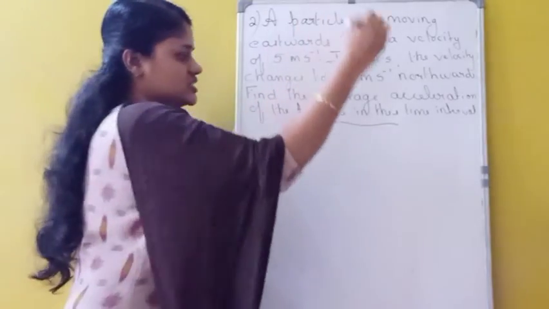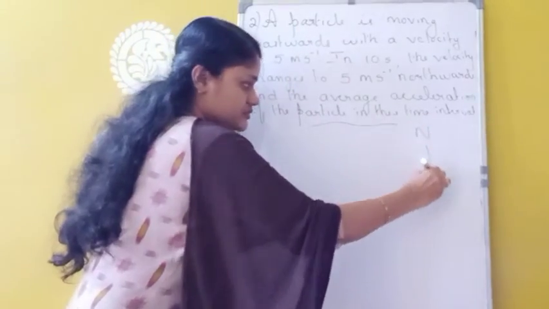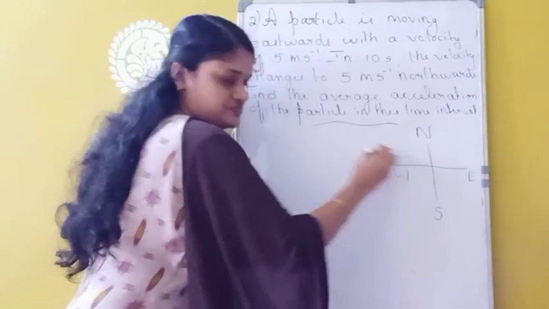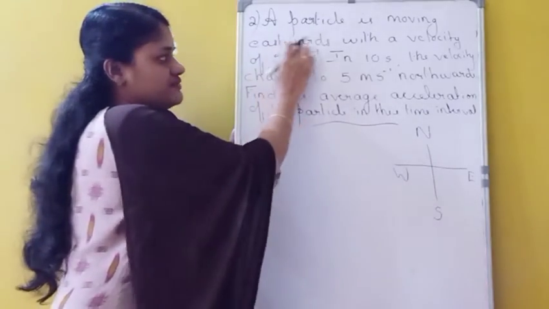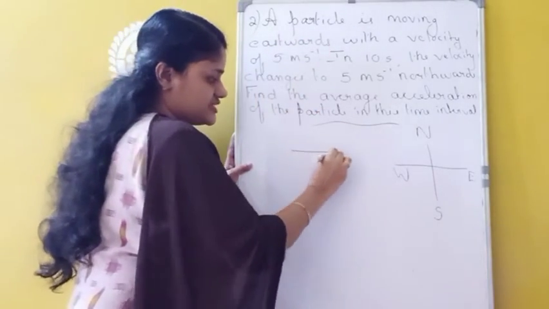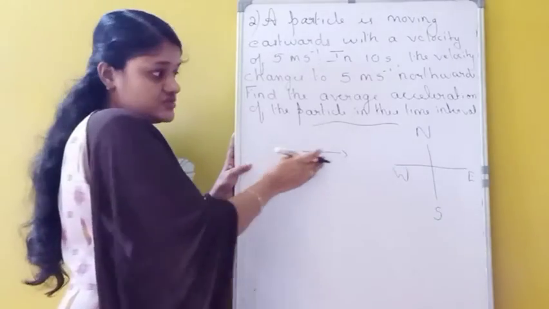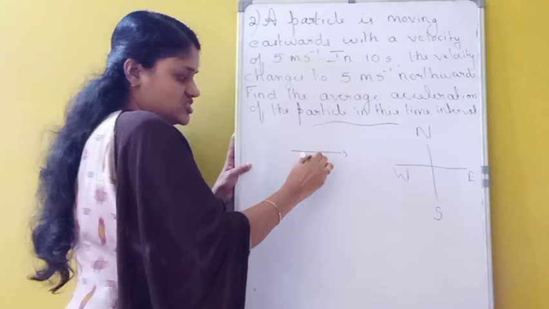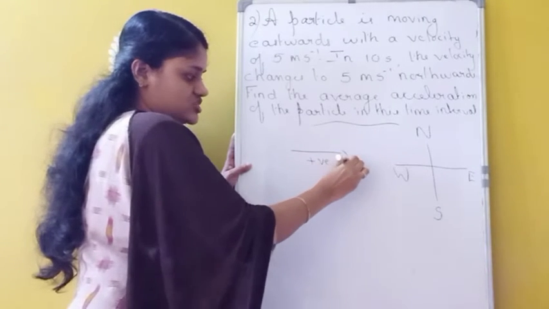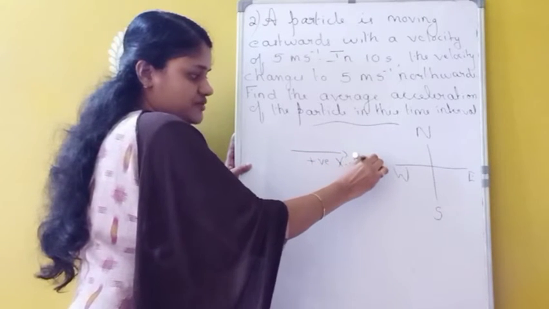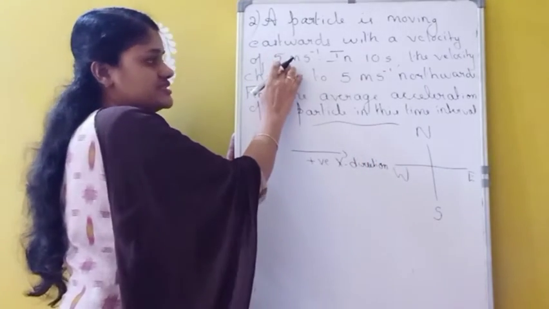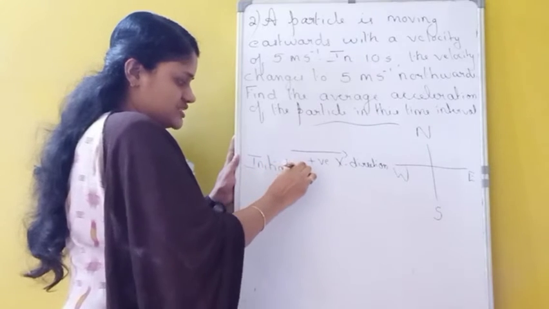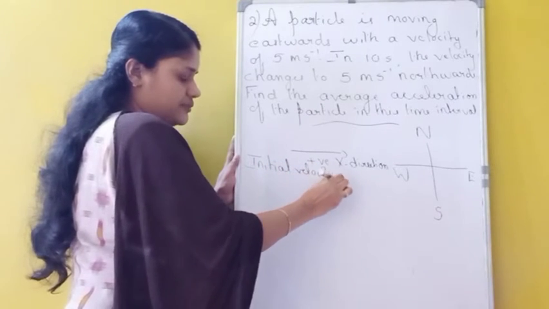So we know the directions now: this is north and this is south, east and west. Initially the particle is moving in the eastward direction, which can be taken as the positive x direction. So the initial velocity of this particle I am taking as u.